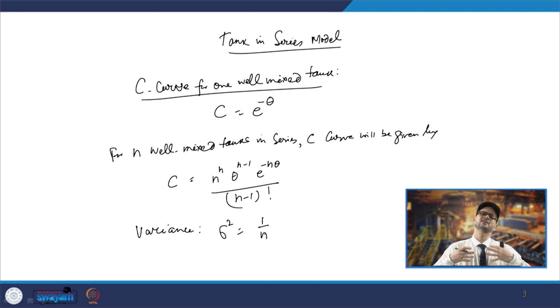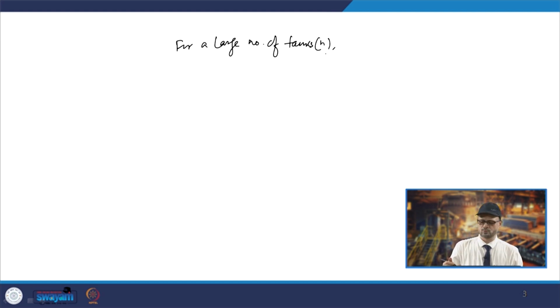Now, if you take n as 1, it will lead to the same value as the single well mixed tank. If you take n as 2, it will have a different value. What we see is that as the value of n is increasing, the curve becomes more and more symmetrical in shape. So it is found that for a large number of tanks, that is n, the C curves become increasingly symmetrical.